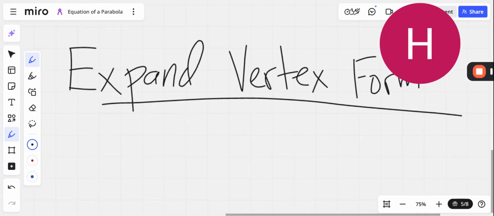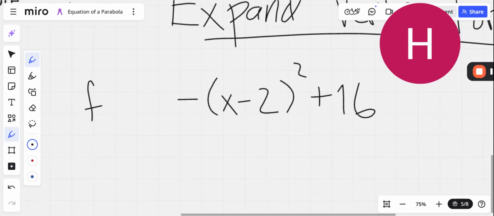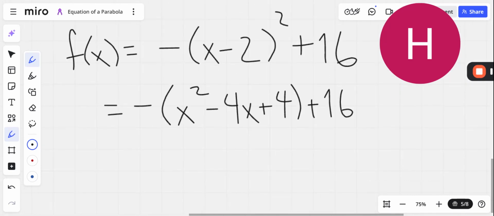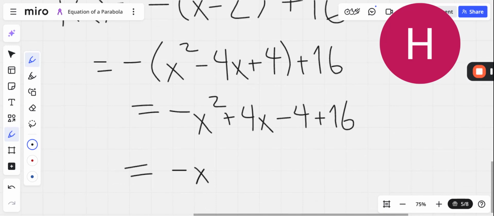So let's expand the vertex form. We're going to start with this portion, which is squared. Let's open that up. So x minus 2 times x minus 2, that's going to give us x squared minus 4x plus 4, and then plus 16. So this is going to give us negative x squared plus 4x minus 4 plus 16 for a grand total. Pretty simple. Negative x squared plus 4x plus 12.